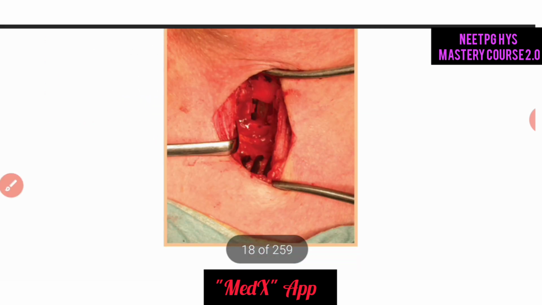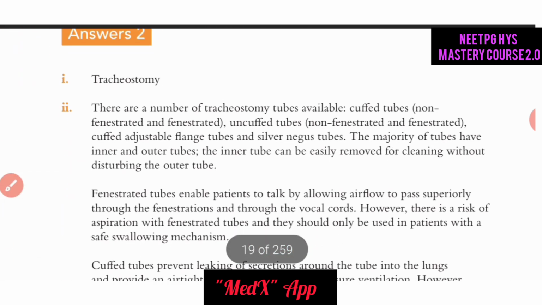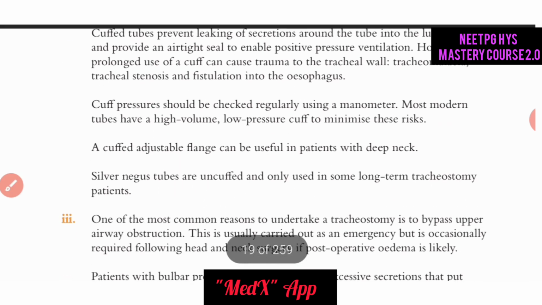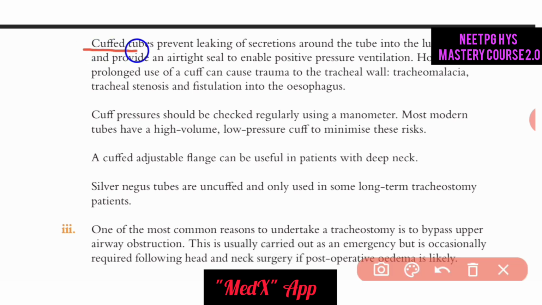So very fast, we'll just go through the important points. You need not know every bit in detail, but yes, the important things you need to note down. So there are basically cuffed, uncuffed and cuffed adjustable fenestrated tubes, and some metallic tubes, right? So these are different types of tube, and there are different advantages, like a cuffed tube prevents leaking of secretion.